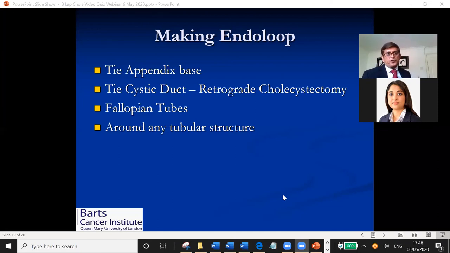So we use an endoloop to tie the base of an appendix. You can put it around the gallbladder on the cystic duct if you're doing a retrograde cholecystectomy. As you heard in our discussion, you can use it on a cystic duct stump, fallopian tube, or any tubular structure. A lot of the time endoloops are readily available, but if you learn to make your own endoloop, it's an important skill that can be transferred over into extracorporeal knot tying, extracorporeal suturing, even doing anastomosis.